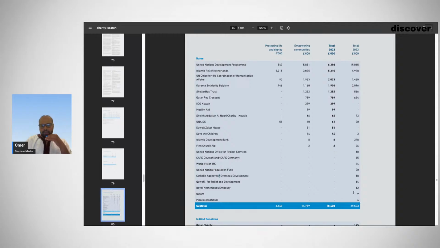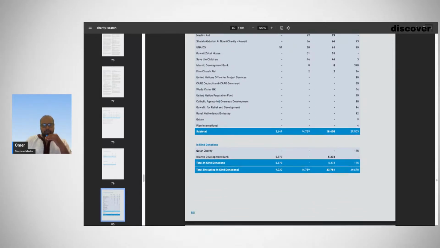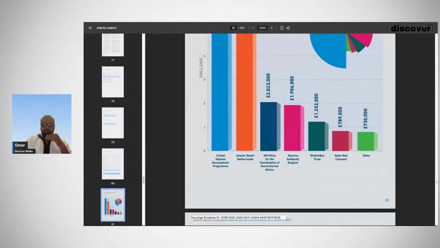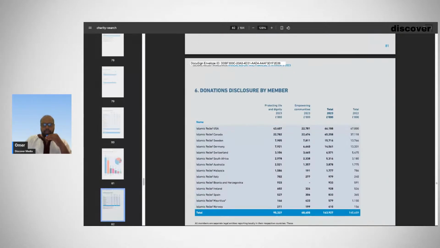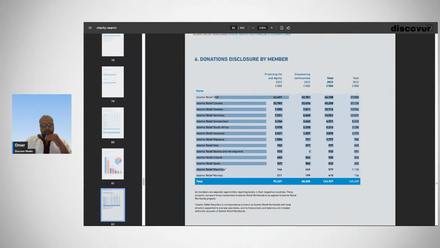Oxfam did not give them money in 2023, but it did in 2022. Is that the case across the board for Oxfam? Has there been changes? Whoever's doing your grants and stuff like that should look at these things. And then it tells you as well, look, donation disclosure by members. So you've got USA, you've got Canada, look at that.